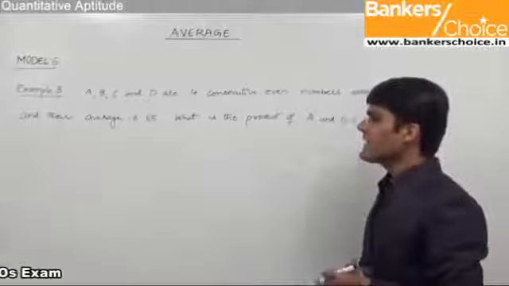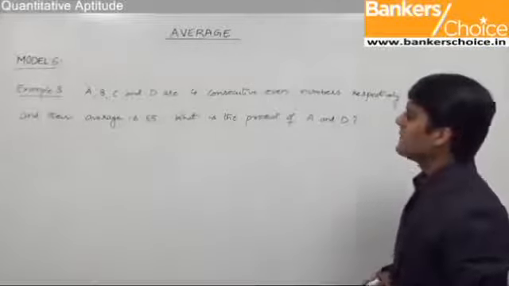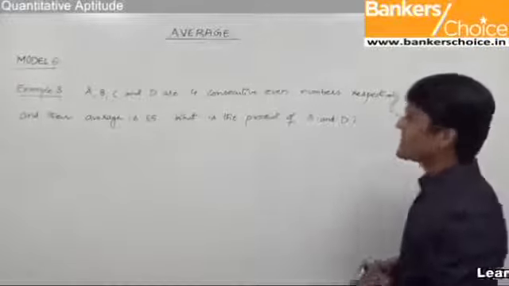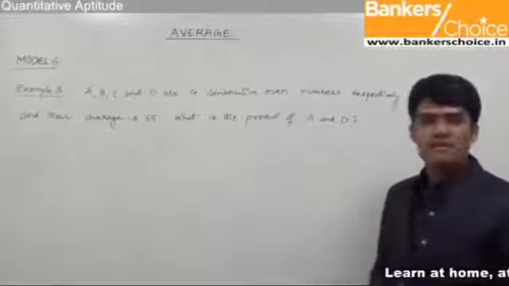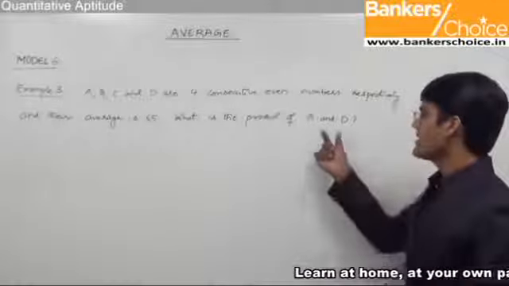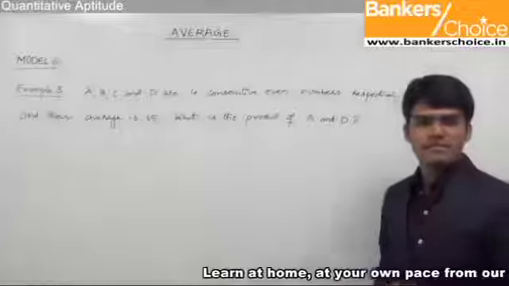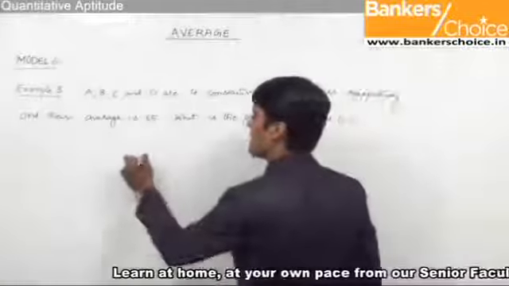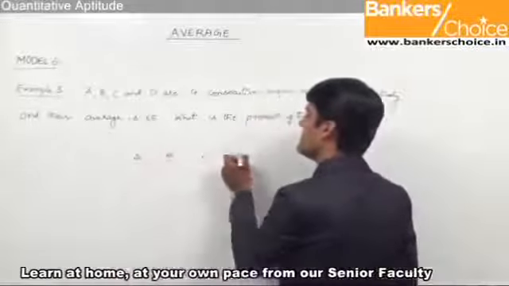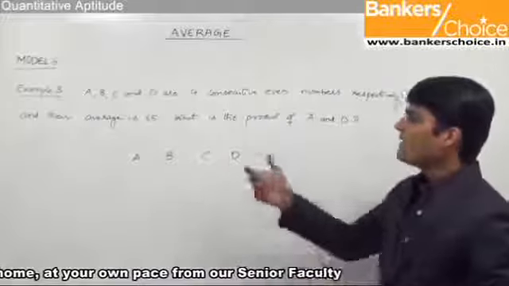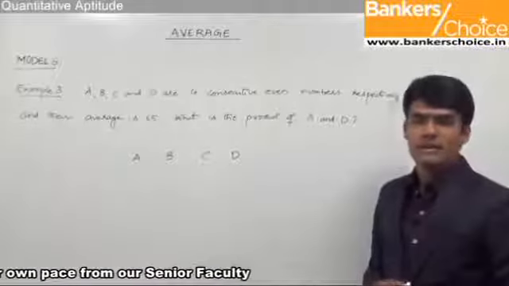The question here is, A, B, C and D are 4 consecutive even numbers respectively, and their average is 65. What is the product of A and D? So as given in the question, we have 4 consecutive even numbers A, B, C and D, and the average of these 4 numbers is 65.